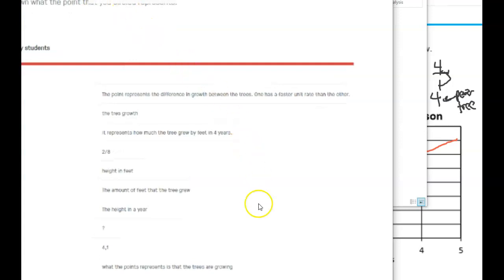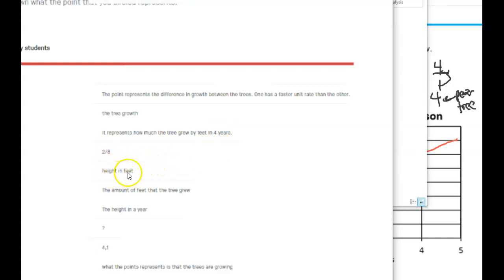We had some people responding in some interesting ways. We had students say, the point represents a difference in growth between the trees. One has a faster rate than the other. That's a form of answer, but that's not the clearest answer in the situation that we're looking for. The tree growth, I didn't understand that one. It represents how much the tree grew by feet in 4 years. So you can see they kind of got things mixed up there. 2 or 4, I'm not certain what that means.